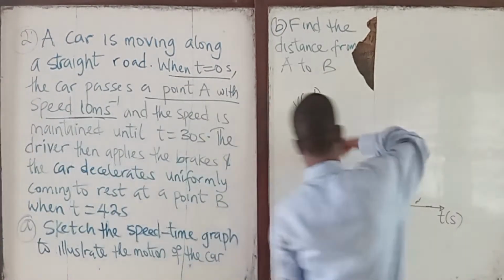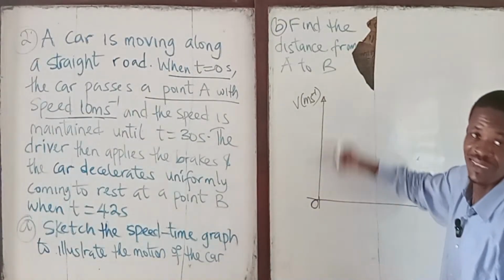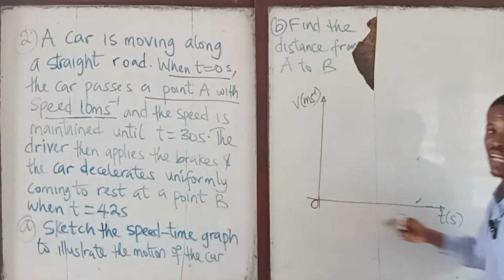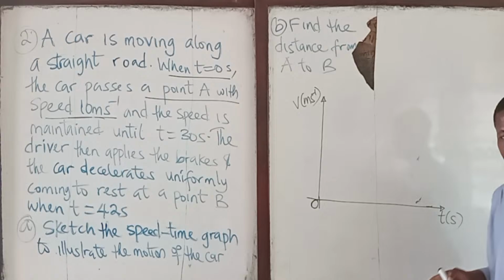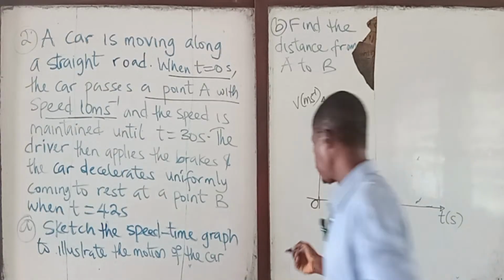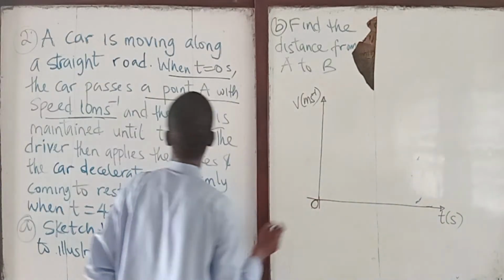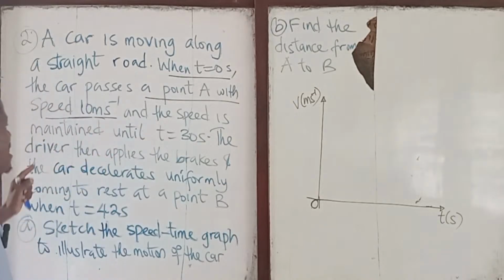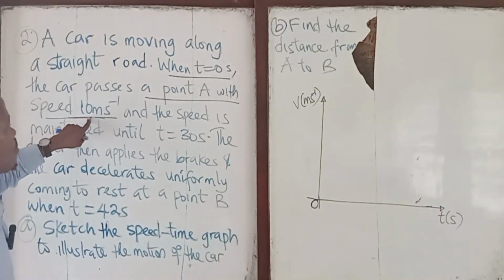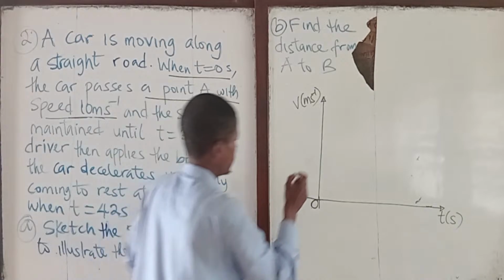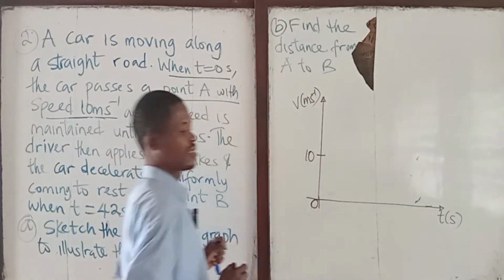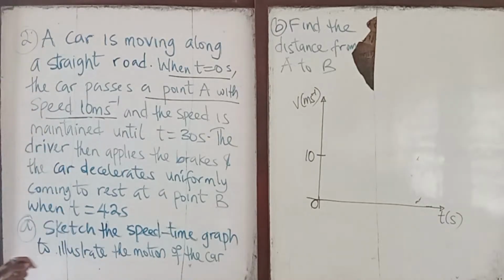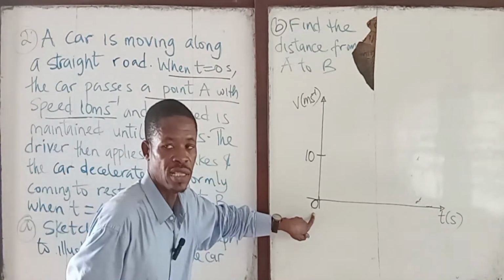So this is a column for speed. This vertical line is for speed, and this horizontal line is for time. Vertical for speed, horizontal for time. So when t is 0, the car passes point A with speed 10. So we can take our 10 to be somewhere here. This is my 10 meters per second.